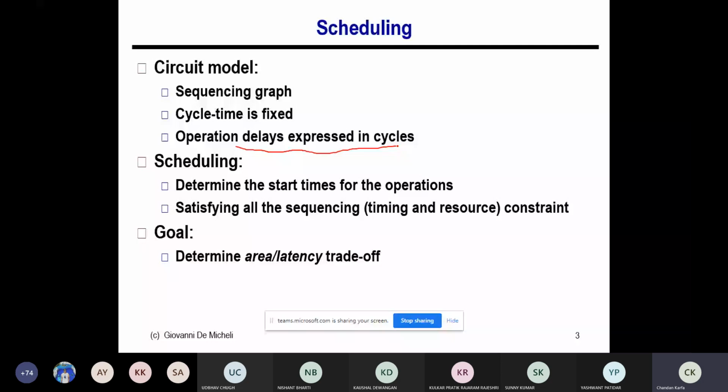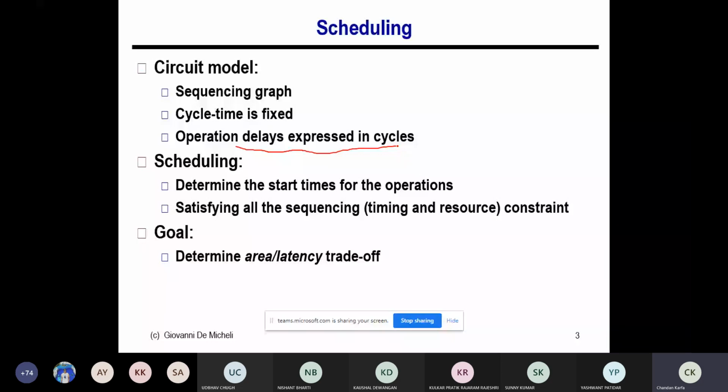Okay, so this is my circuit model. I have given the sequence graph. I know the clock duration, which is something fixed. And I now also know for each operation what delay is involved, how many cycles it takes to complete. Once that is given, what is scheduling? Scheduling is basically determining the start time of each operation.